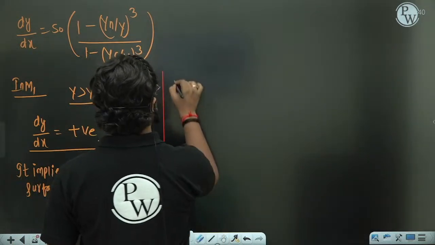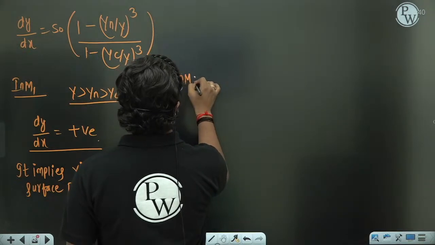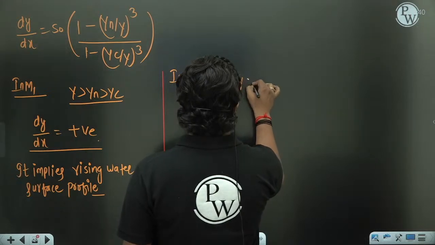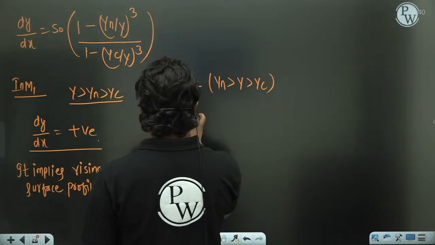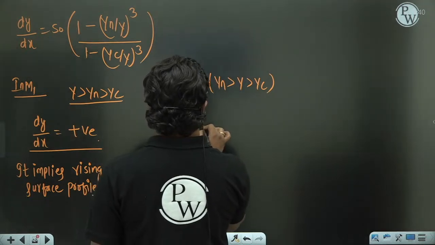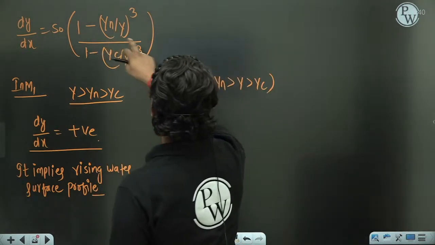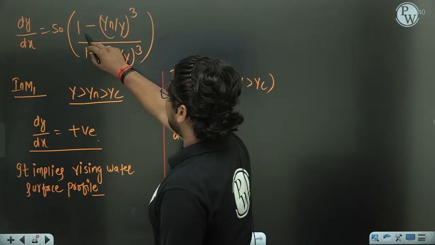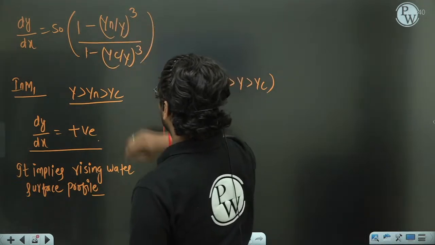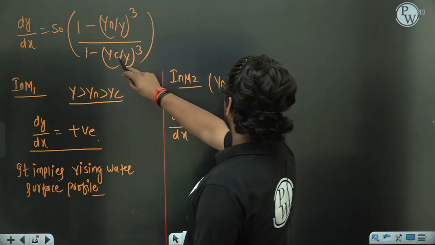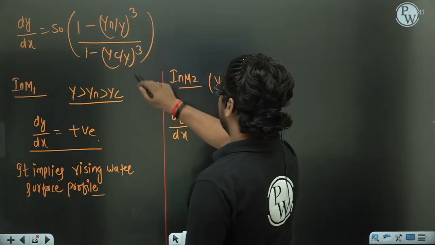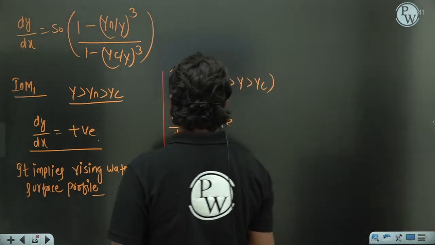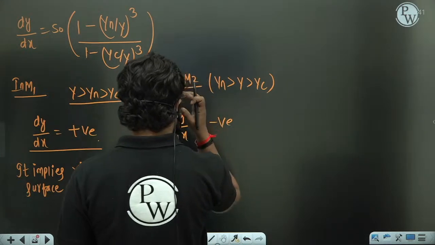Now look at the second case. In M2, what is the condition? Yn is greater than y and y is greater than yc. For this, if you calculate dy upon dx, what will you get? See, yn is greater compared to y. So this value you are going to get something more than 1. So 1 minus something more than 1, in the numerator part you are getting a negative value. And this yc is something lesser than y, so in the lower part you are going to get positive. So ultimately dy upon dx you are going to get a negative value. So in that case, what will happen?